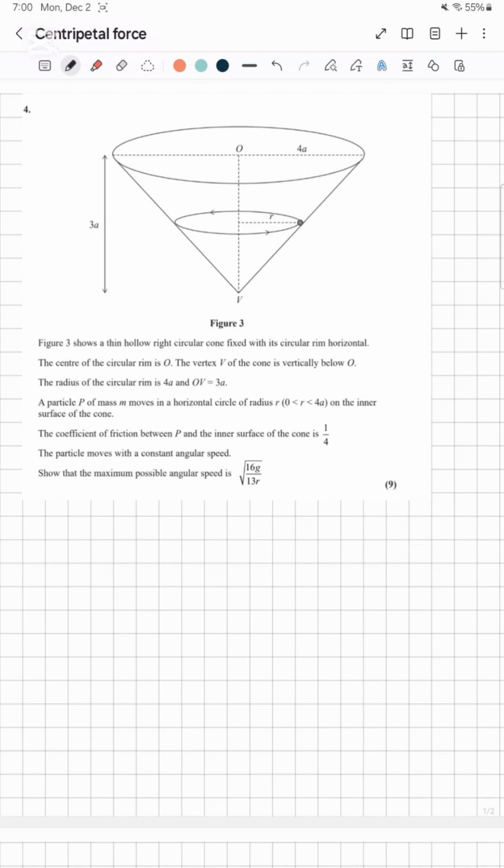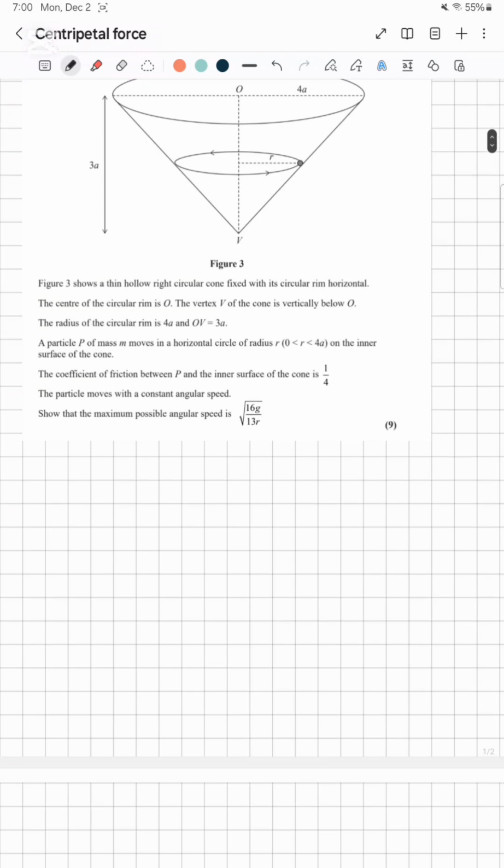They say there's a circular cone, and they've given us the height and the radius. A particle of mass m moves around inside the circular rim with friction. They say the coefficient of friction is 1/4, and we need to show that the maximum possible angular speed is root 16g/13r.